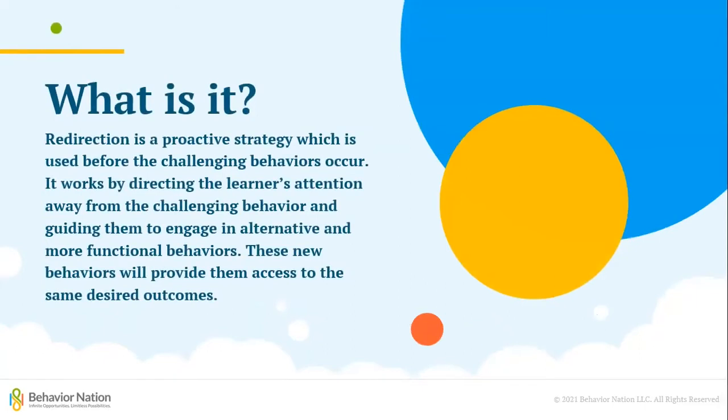Redirection is a proactive strategy which is used before the challenging behavior occurs. It works by directing the learner's attention away from the challenging behavior and guiding them to engage in an alternative and more functional behavior. These alternative behaviors will provide them with the same desired outcome. For example, crying will get mom's attention, but so will calling out mom's name. Now let's talk about why we do it.